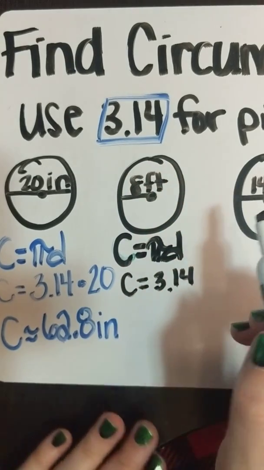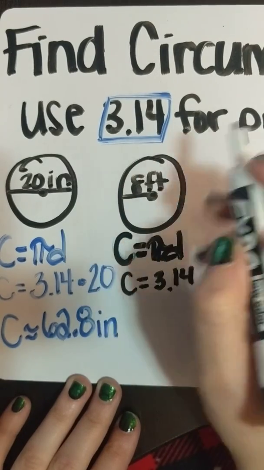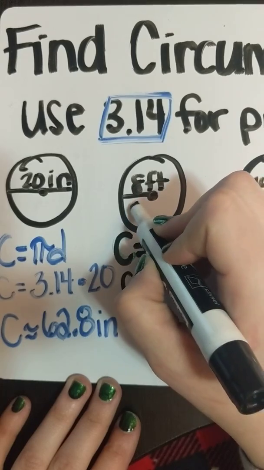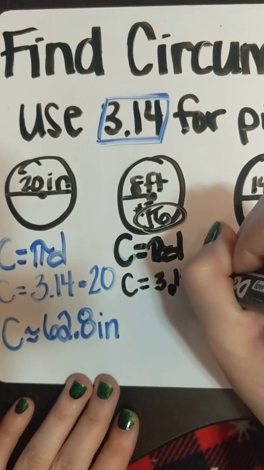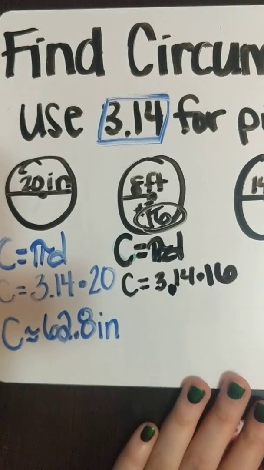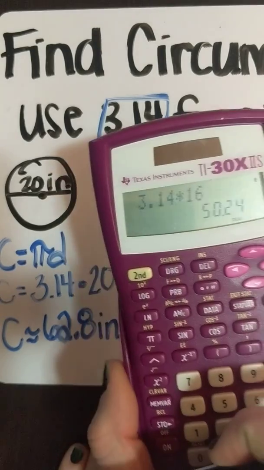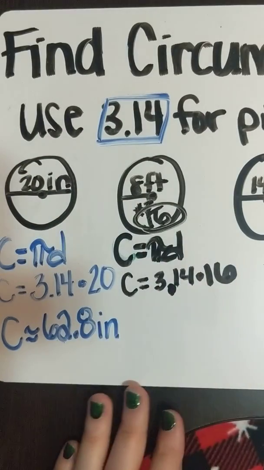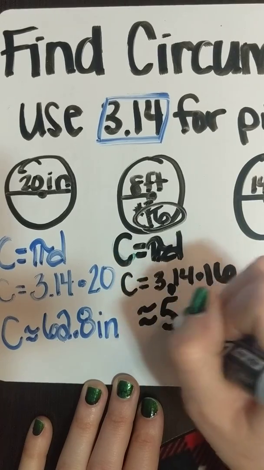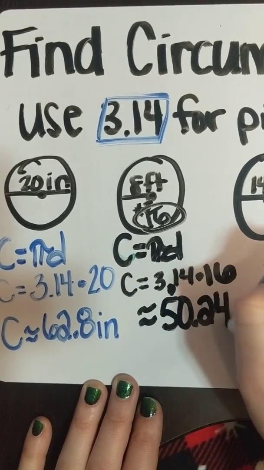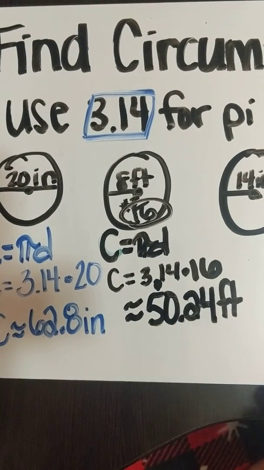If you recall from before, radius, you take your radius times 2 to figure out your diameter. So I know that 8 times 2 is 16. So I'm going to take 3.14 times 16, and I'm going to get 50 and 24 hundredths. And again, we're going to leave it with all of our decimal points that are given to us. And again, we need that label, 50 and 24 hundredths feet.